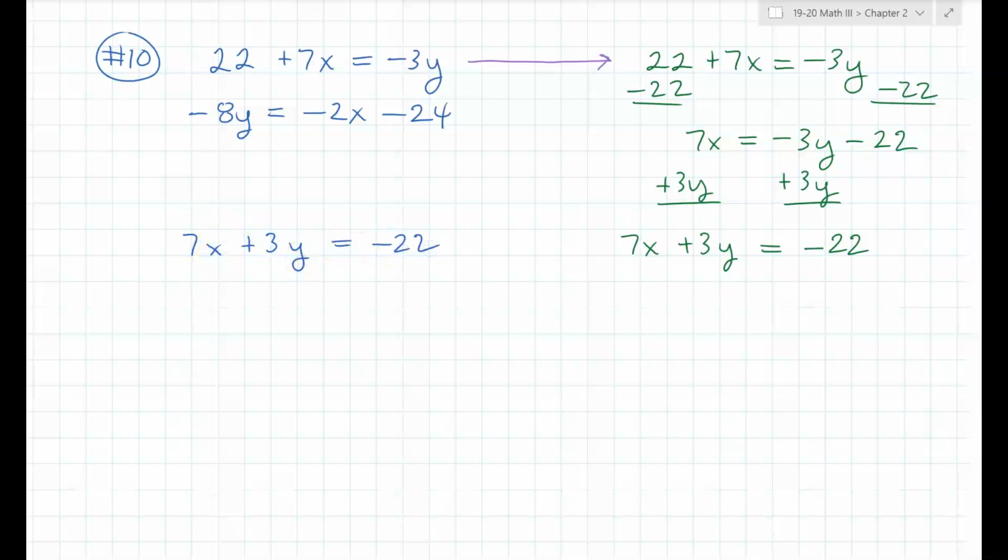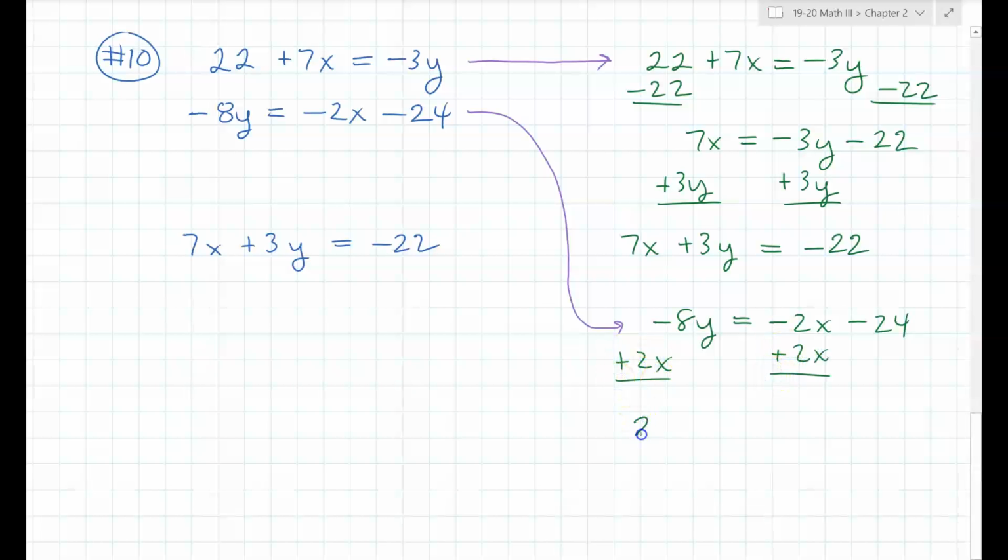But now I have to do the other one as well. Okay, so let me write that down. Negative 8y equals negative 2x minus 24. This one will be a little bit easier because I just got to move the x variable over. So let's add 2x to both sides. So I get 2x minus 8y equals negative 24.